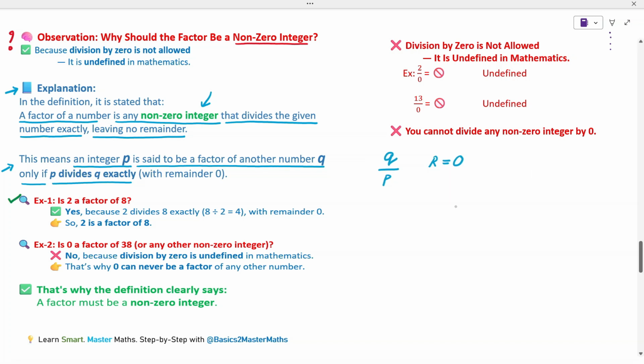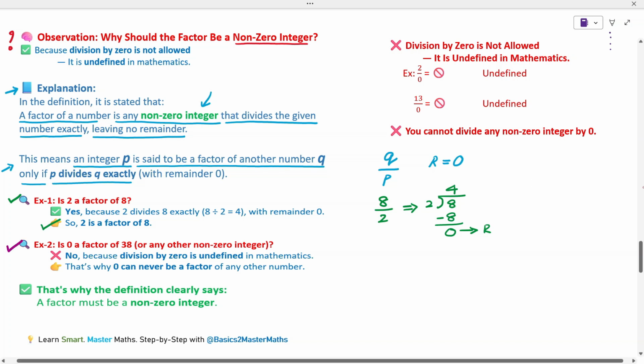Let us understand this concept with an example. Is 2 a factor of 8? Let us check. Here, you have to divide 8 by 2. We know that 2 fours are 8. You got 0 as the remainder. So, according to the definition, you can say 2 is a factor of 8. Got it?